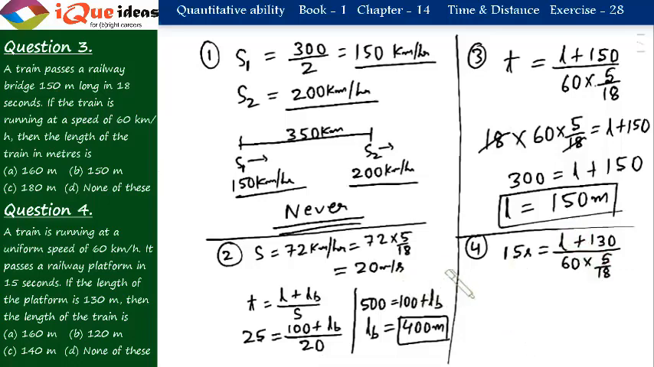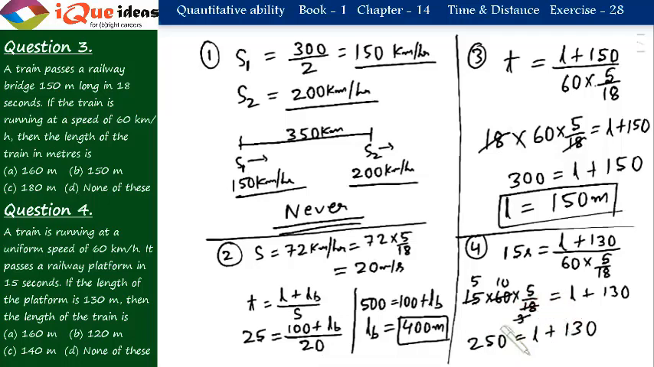Alright. So bring everything to the other side. So it becomes 15 into 60 into 5 by 18 is equal to L plus 130. Now you see 6 cancels 60 10 times and 18 3 times. 3 cancels 15 5 times. So we have 5 into 10, 50 into 5, 250 is equal to L plus 130. So from there we can see that L is equal to 250 minus 130, which is 120 meters. So length of the train is 120 meters. Alright.